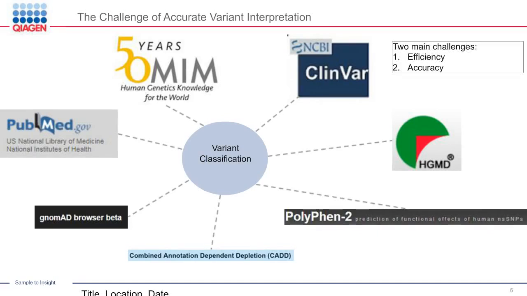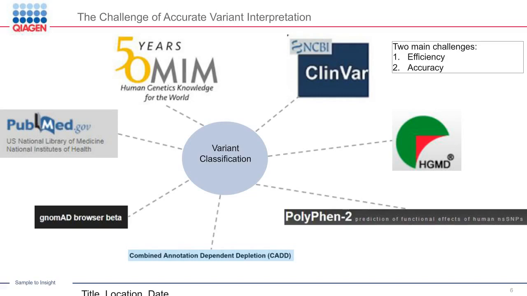Now, there are really two main challenges that are faced here. One is the challenge of efficiency, because you're going through and looking at all of these different pieces of information independently, so this is obviously laborious and time-consuming. And the second is one of accuracy, as with any manual process, it can definitely be error-prone.